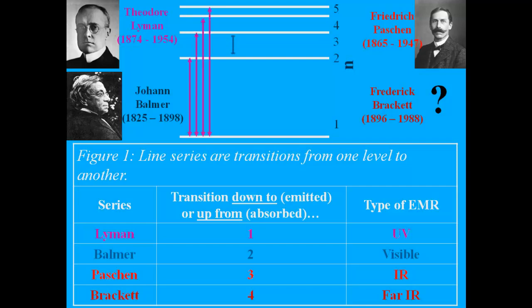So if it starts or ends at level 1, it is ultraviolet radiation. If it starts or ends at level 2, it's the visible spectrum. If it starts or ends at energy level 3, we're looking at infrared. And if it starts or ends at level 4, we're looking at the very far infrared part of the spectrum. And each of these series are named after the scientists that determined and discovered them.